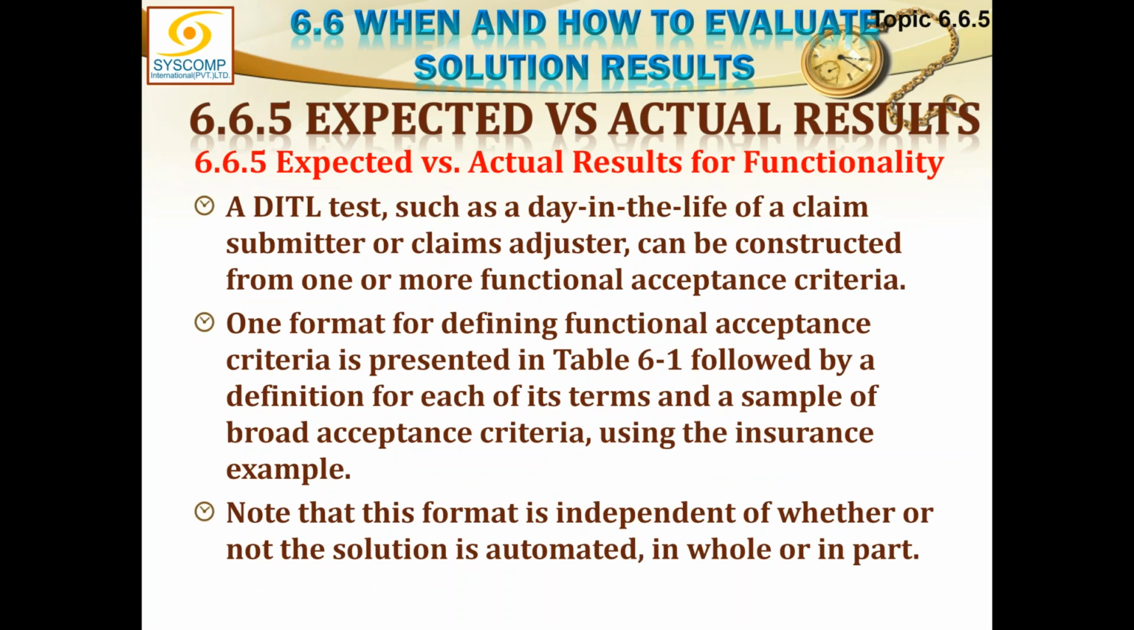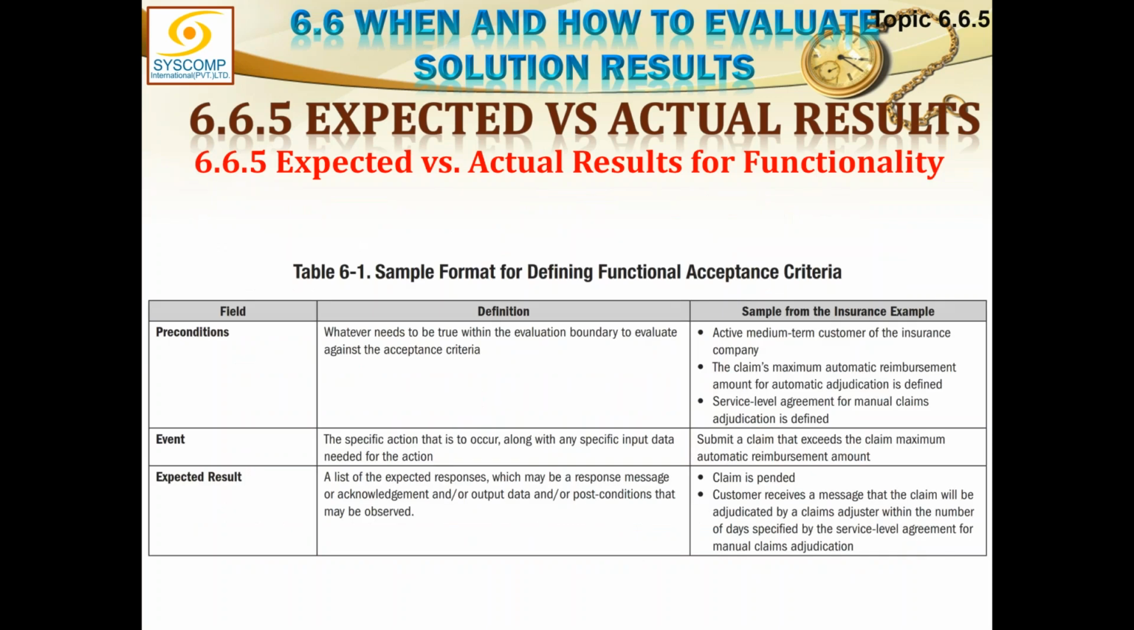One format for defining functional acceptance criteria is presented in Table 6.1, followed by a definition for each of its terms and a sample of broad acceptance criteria using the insurance example. Note that this format is independent of whether or not the solution is automated in whole or in part. So this is the example in front of you. This is a sample format for defining functional acceptance criteria, and you have seen something similar earlier also. Field, we have a precondition, we have an event, and we have expected result.